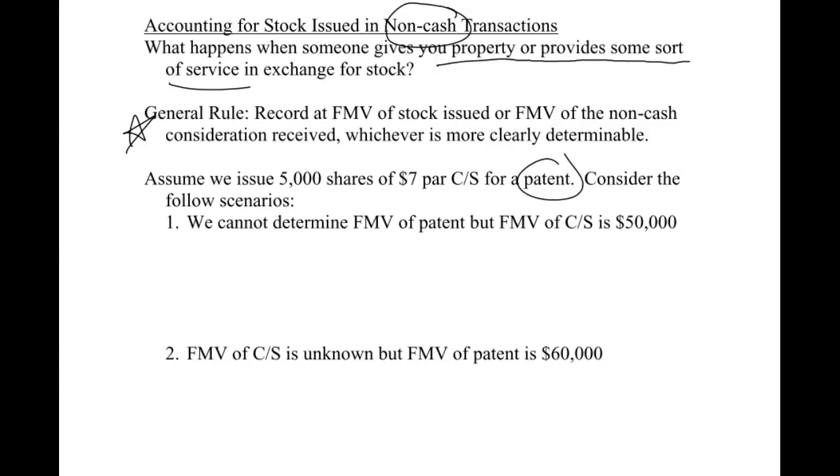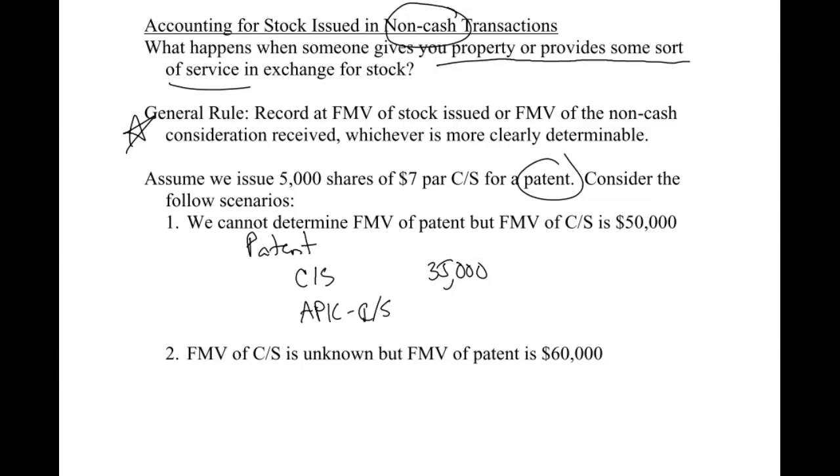All right, following scenarios that we are going to consider here. First one, we cannot determine the fair market value of the patent, but the fair market value of the common stock is 50. Before we even get concerned about numbers here, we're receiving a patent, we're recording common stock, and we're always going to record that at par, so that's going to be 35,000, the 5,000 shares times the $7 par, and then the difference is all going to be captured in our additional paid-in capital, or paid-in capital in excess of par, whatever your book uses.